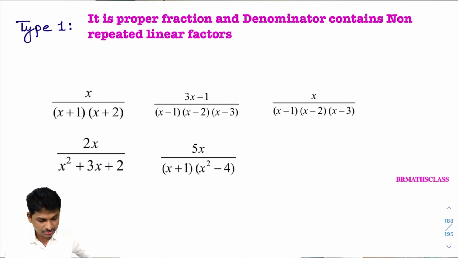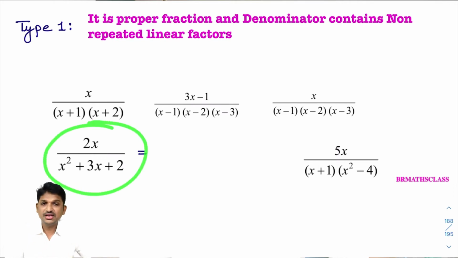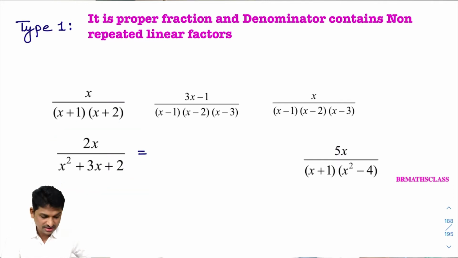I have a doubt in this. So what I'll do? Okay. Look at this one. First thing, it is a proper fraction. Now my question is, does the denominator contain non-repeated linear factors? Actually this is a quadratic expression. So x square plus 3x plus 2 is there. I'll check it. I'll write this into linear factors by trying to split the middle term.